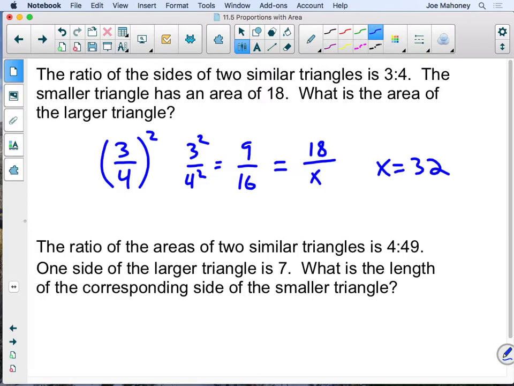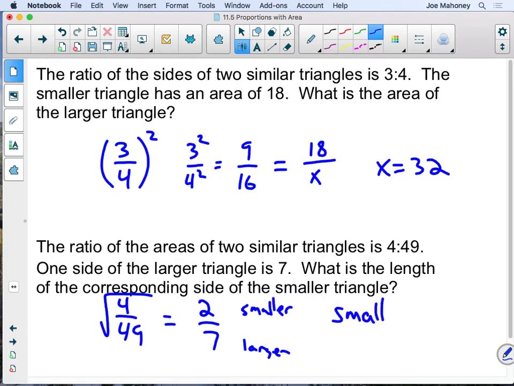And I can go the other way as well. If I know that the ratio of the areas is 4 to 49, again, that's an area ratio, I know that if I take the square root of it, I get the side ratio, which is 2 to 7. And if one side of the larger triangle is 7, that's the larger one, so the smaller one's going to be on top. So the smaller side length would have a length of 2.